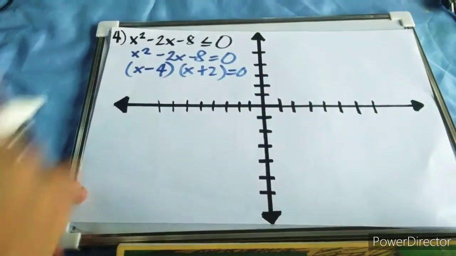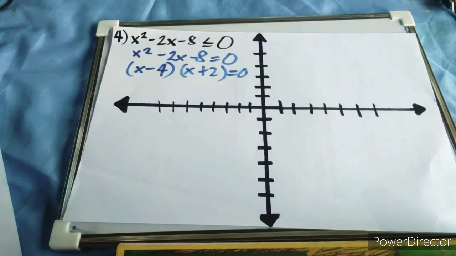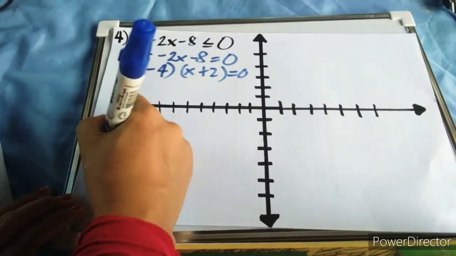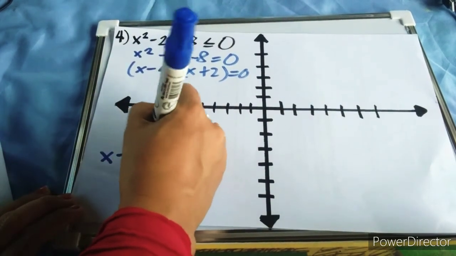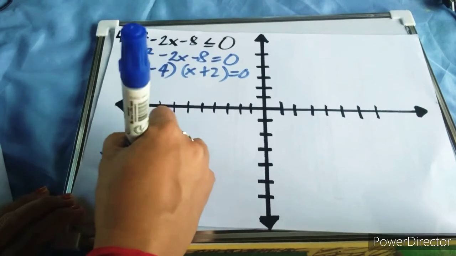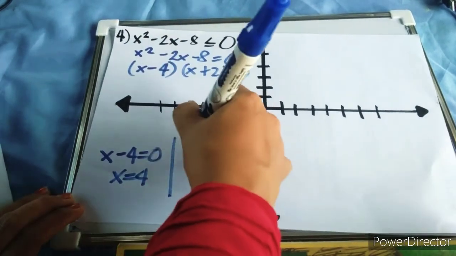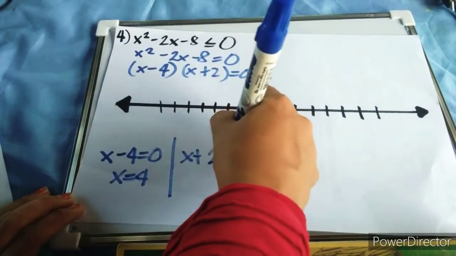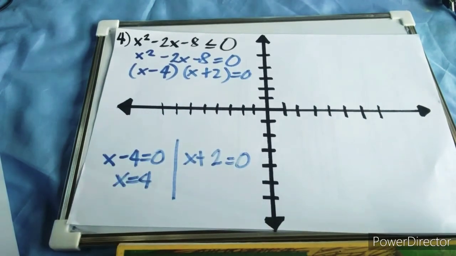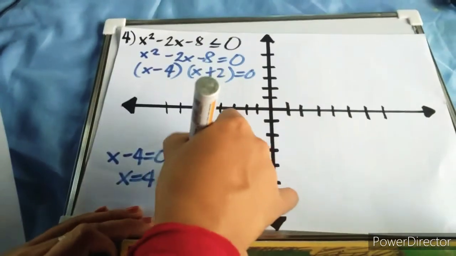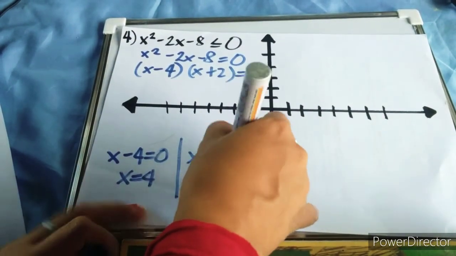And after that, equate each factor to 0. So, we have x minus 4 is equal to 0. So, first root is positive 4. And then, another one, x plus 2 is equal to 0. So, the second root is what? x is equal to negative 2. So, we have x is equal to negative 2.